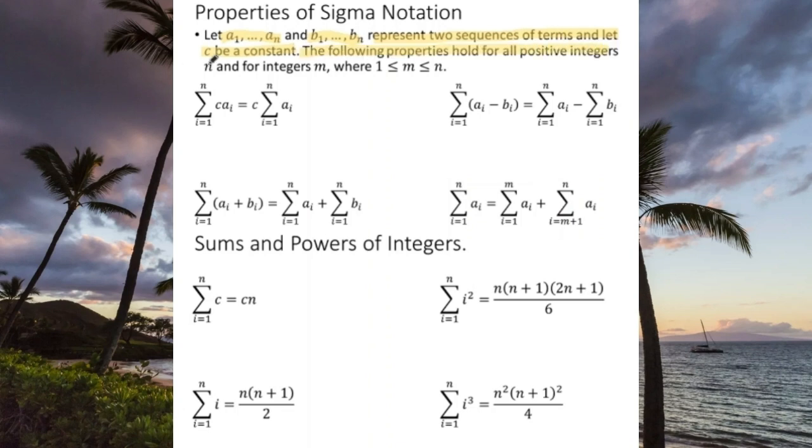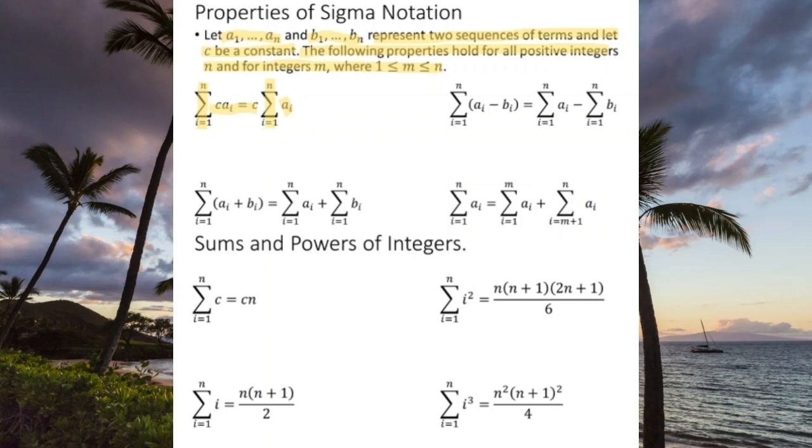The following properties hold for all positive integers n and for integers m where 1 is less than or equal to m, less than or equal to n. For the first property, the sum from i equals 1 to n of c times a_i equals c times the sum from i equals 1 to n of a_i. In other words, we can kick constant multipliers out of our summations.